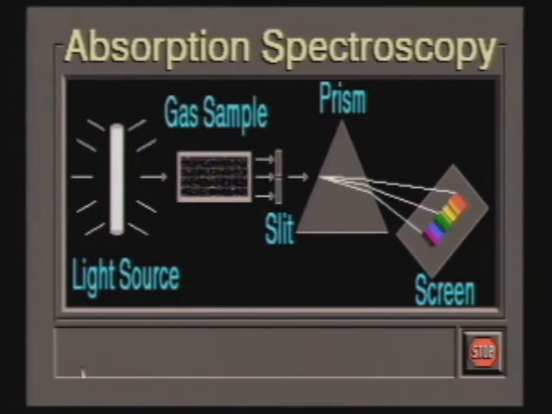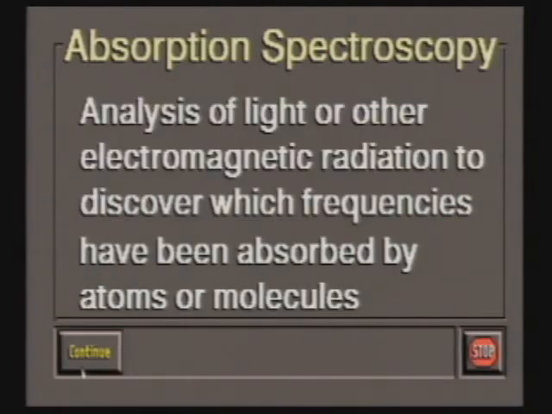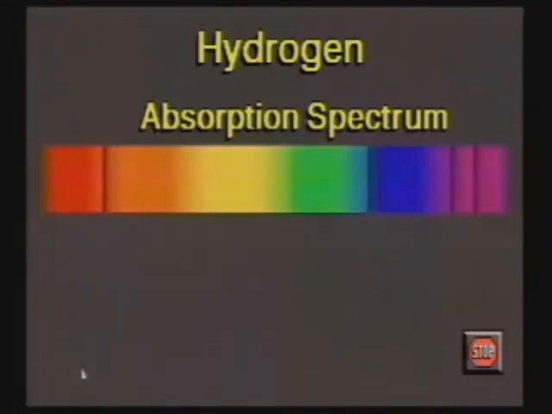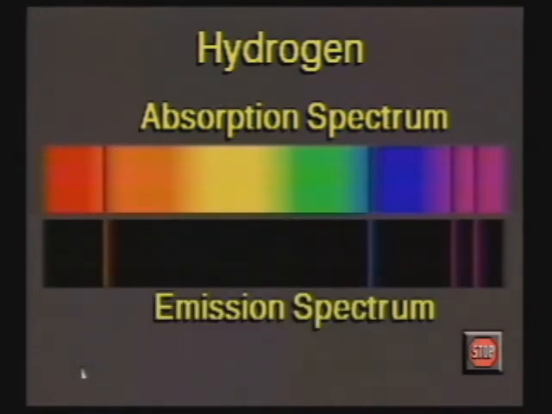The opposite of emission spectroscopy is absorption spectroscopy. Atoms not only radiate light in specific colors or frequencies, they also absorb light of the same frequencies. When white light is passed through a glass filled with hydrogen gas, the continuous spectrum is broken by dark lines at the same frequencies as the bright line spectrum of hydrogen.